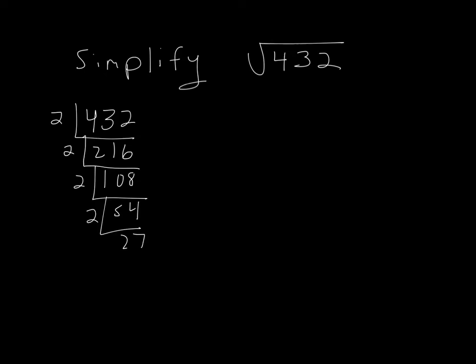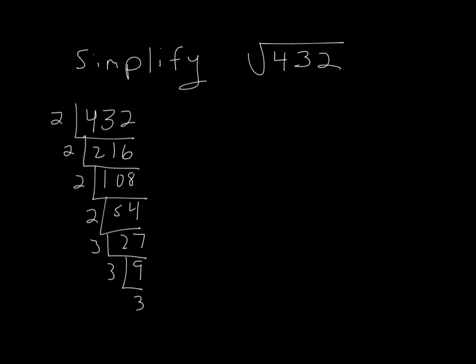So now I try the next biggest prime number, which is 3. And yes, 3 does go into 27. You get 9. And then keep going with 3, and you end with a 3. So 432 is 2 times 2 times 2 times 2 times 3 times 3 times 3. It's still a square root. If you look up here, remember, I'm going to put a cube root in here soon too, but this is still square root.